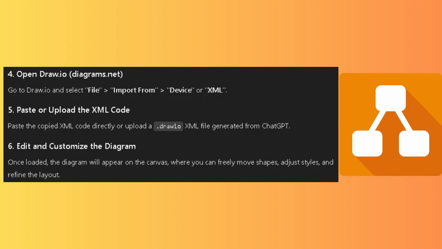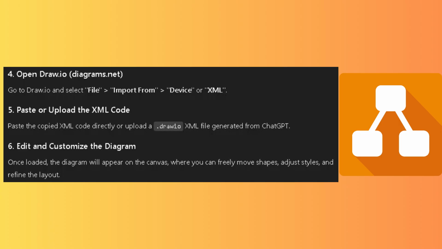Open Draw.io. Go to Draw.io and select File, Import from Device, or the XML. Paste and upload the XML code. Paste the code directly or upload it from a file generated by ChatGPT.